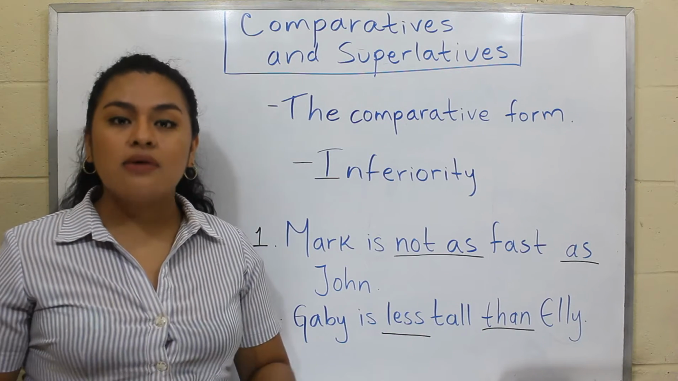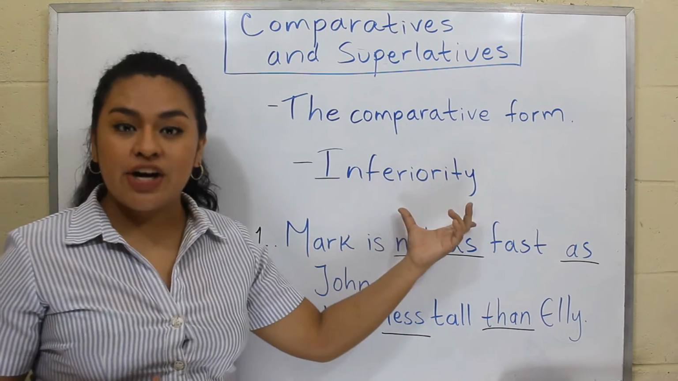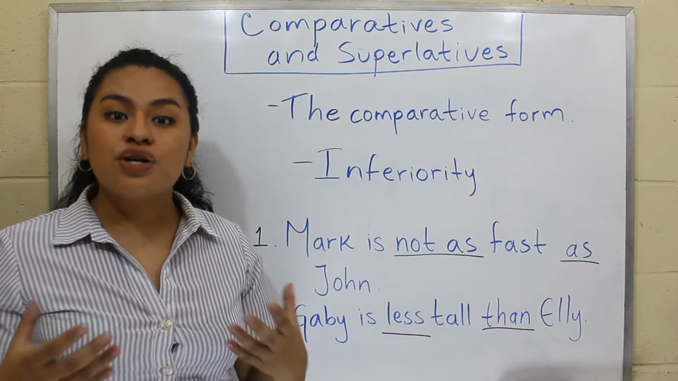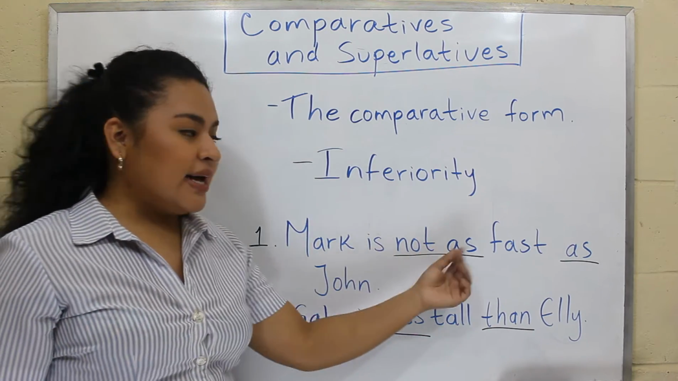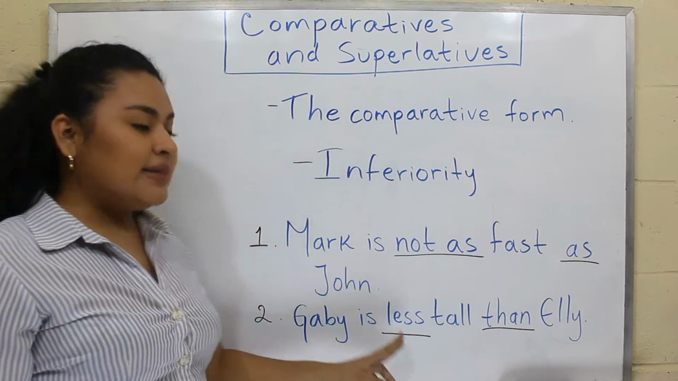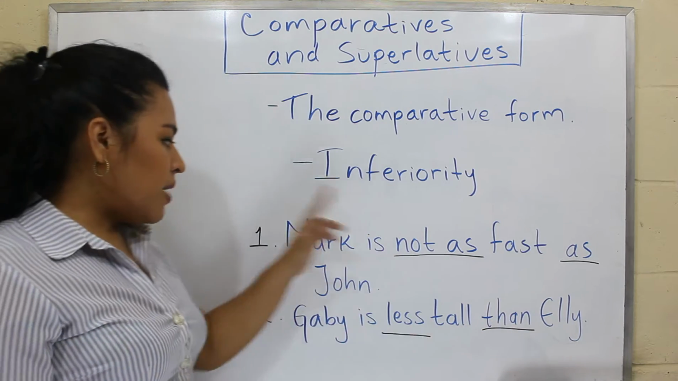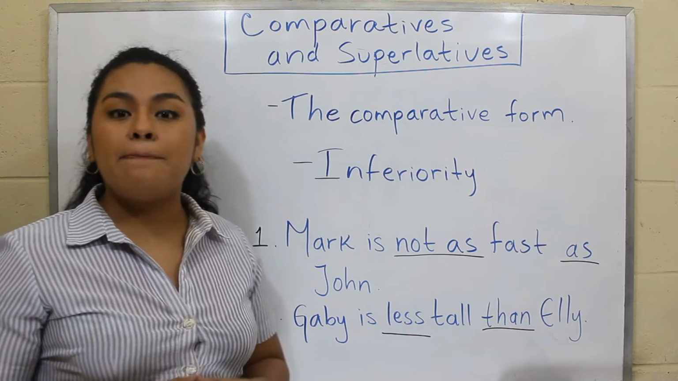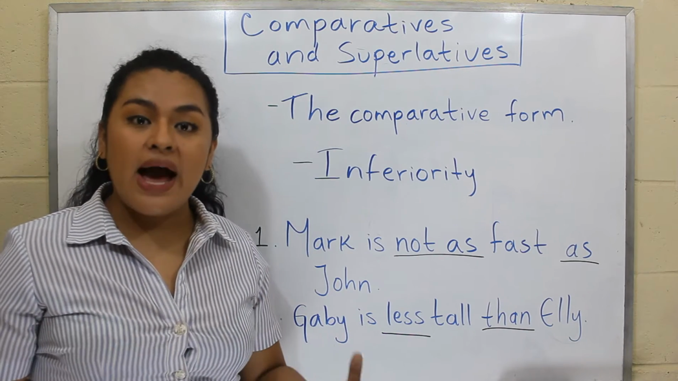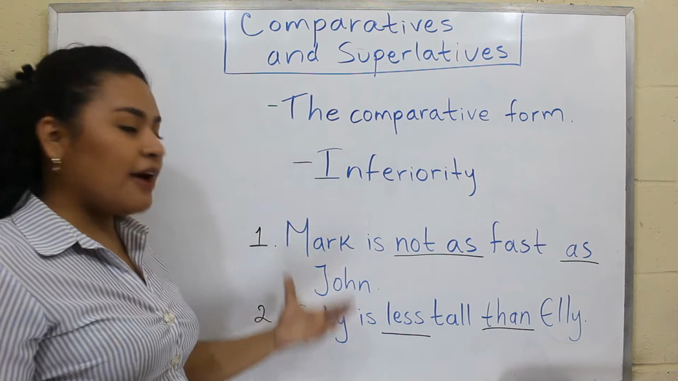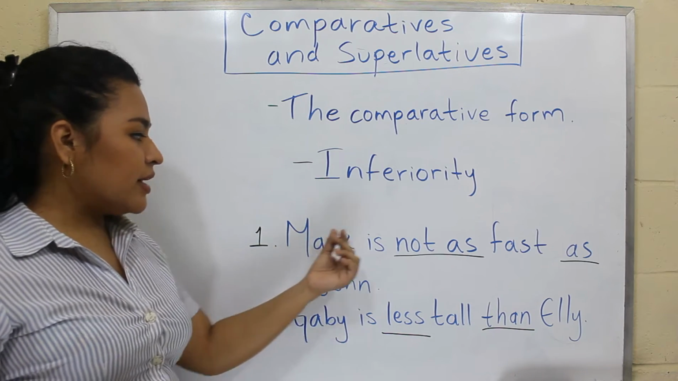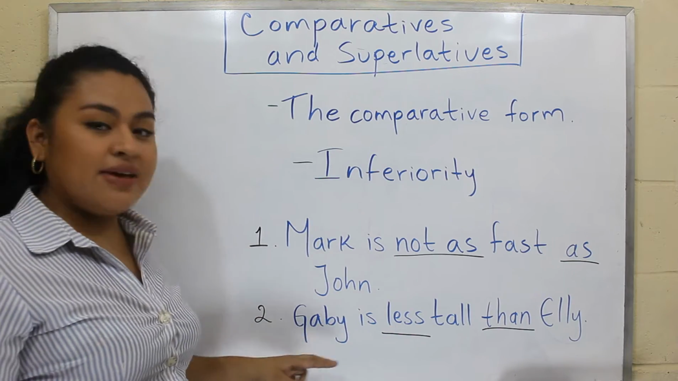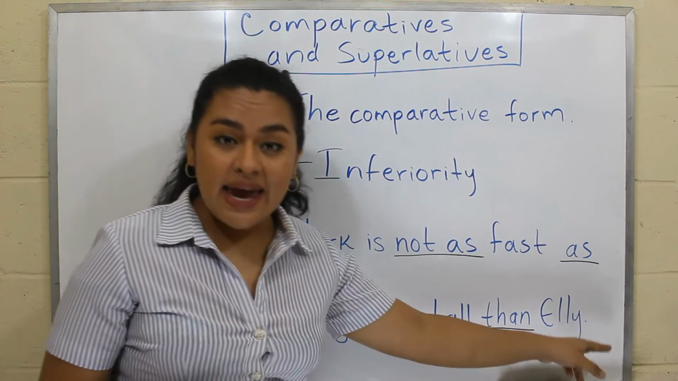Now let's talk about comparisons of inferiority. To form this type of comparison, we use conjunctions: not as, and less than. Remember that for these two cases, the adjectives are in the positive form or simple adjectives. Here we have two examples. Mark is not as fast as John, and Gabby is less tall than Ellie.